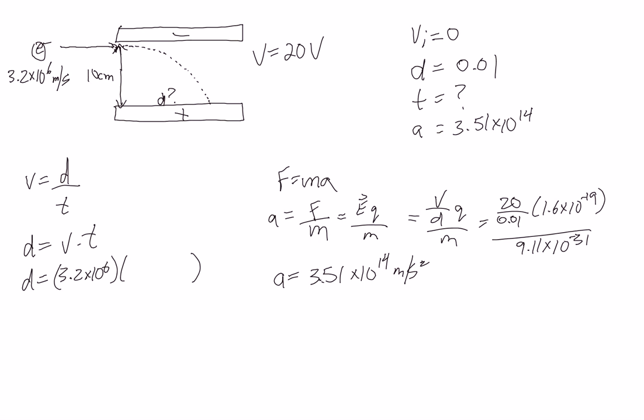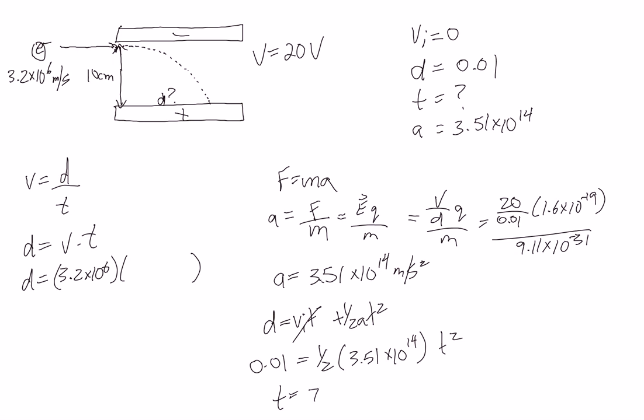Now if you remember back to Physics 20, how do we calculate our time? Well, we're going to use distance equals VI T plus 1/2 A T squared. Our VI is 0, which makes things nice. That goes away. So we're basically just going to solve for time. We'd have 1/2 times 3.51 × 10^14, and we just need to do that. 0.01 divided by that, and we're going to square root our answer. And we get a time of 7.55 × 10^-9.